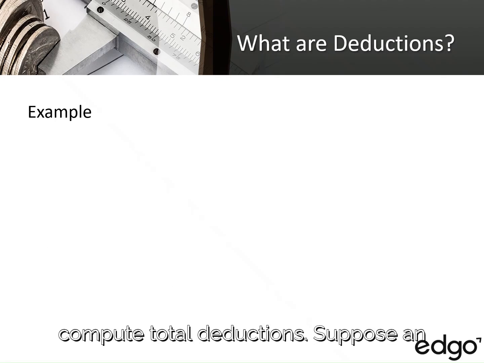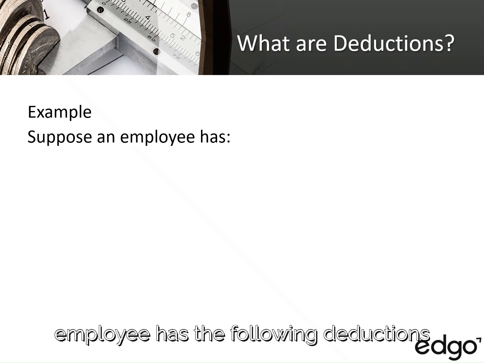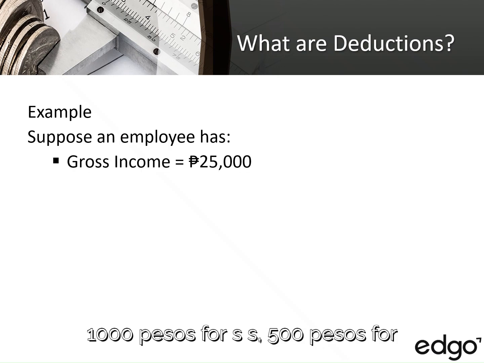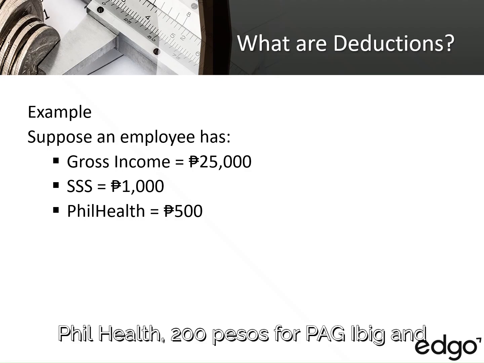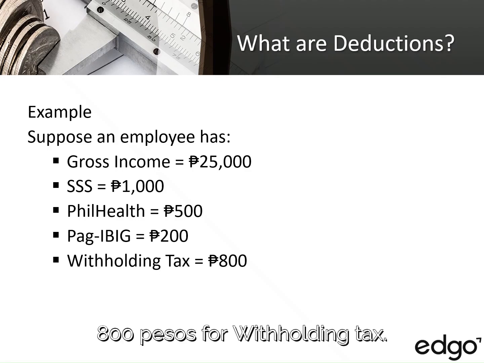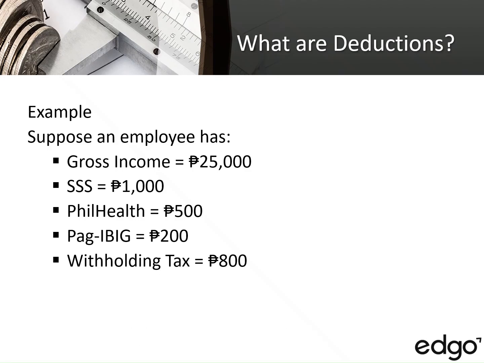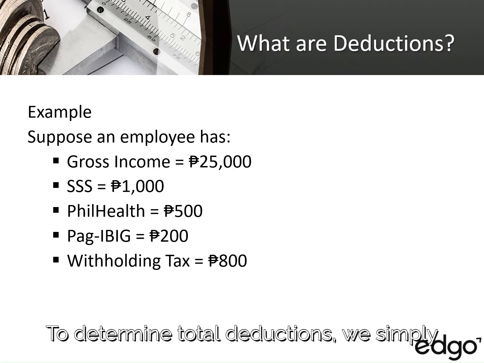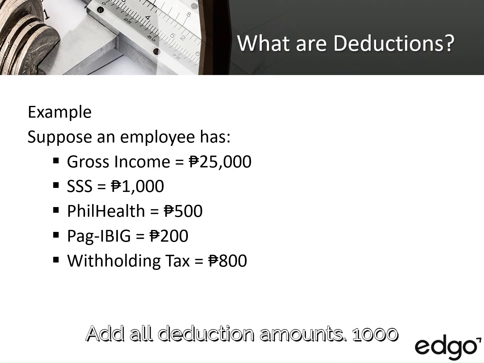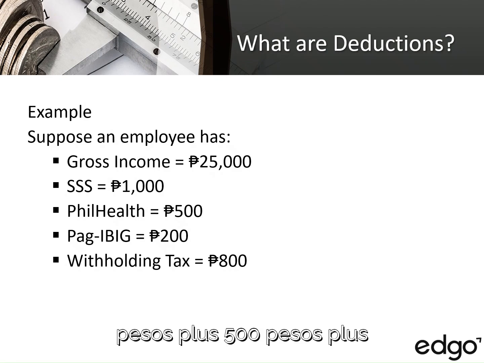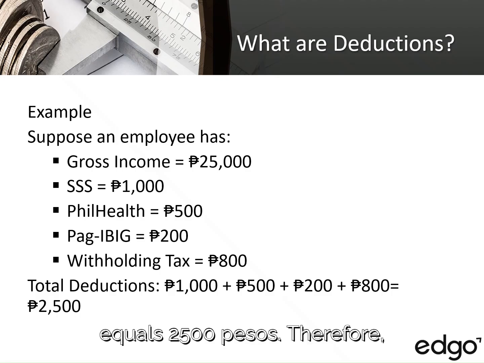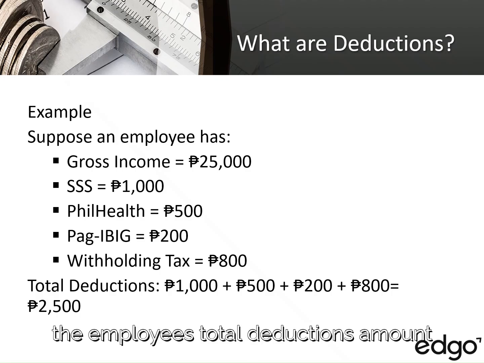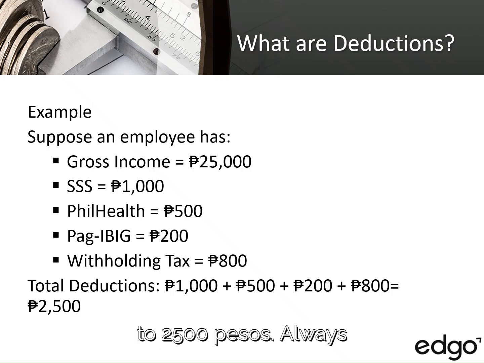Let us compute total deductions. Suppose an employee has the following deductions: 1,000 pesos for SSS, 500 pesos for PhilHealth, 200 pesos for Pag-ibig, and 800 pesos for withholding tax. To determine total deductions, we simply add all deduction amounts. 1,000 pesos plus 500 pesos plus 200 pesos plus 800 pesos equals 2,500 pesos. Therefore, the employee's total deductions amount to 2,500 pesos.